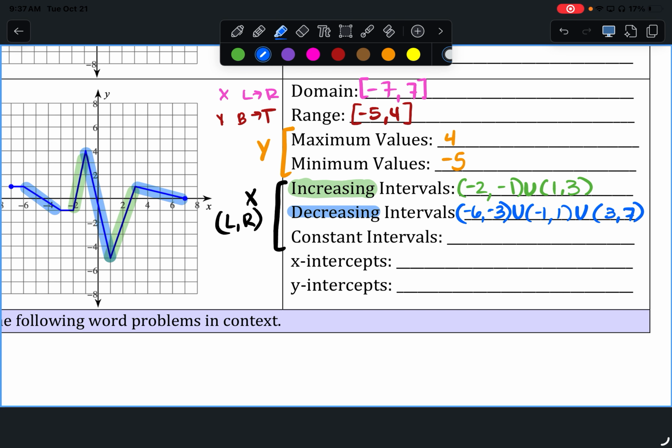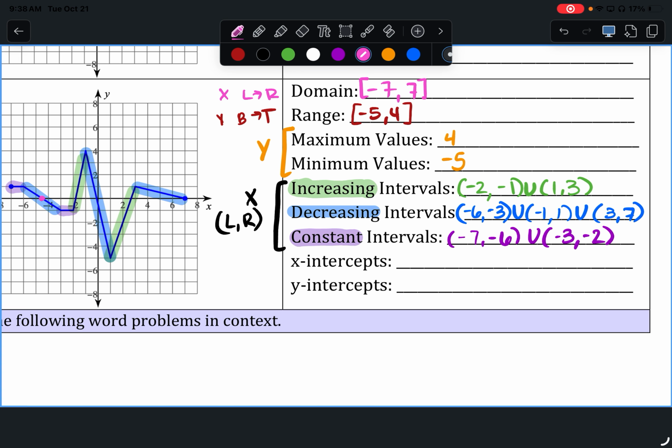Now, how many constant intervals do we have? 2. So the first constant interval is what? -7 to -6. What is the next constant interval? -3 to -2.